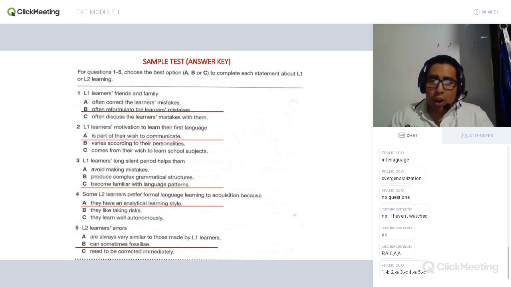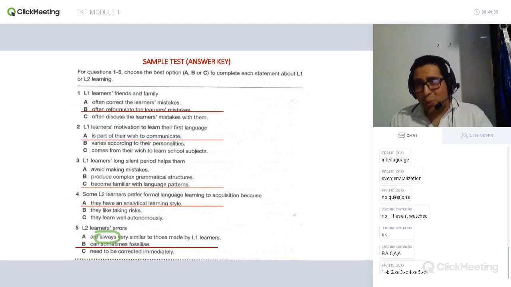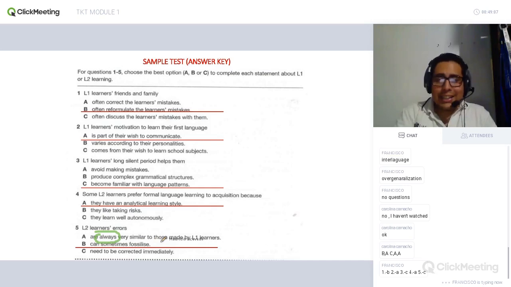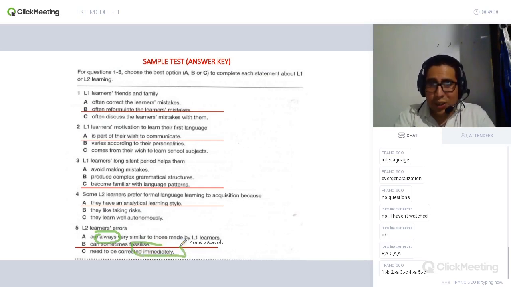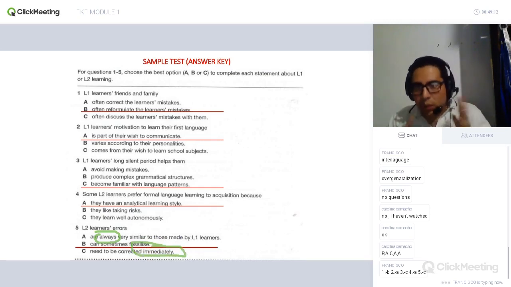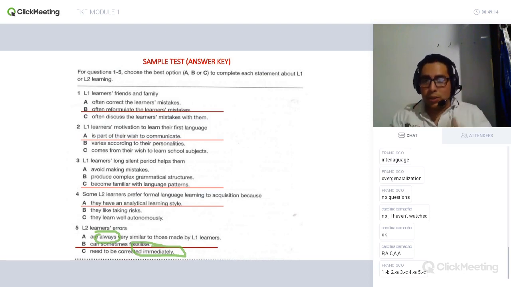Okay, so are always very similar. I think that they are similar, but not always. Maybe this is the key word, the tricky word, Caroline. That's why you get confused. Yes, they are similar sometimes, as I was telling you, but not always. And in your case, this is the tricky word, Francisco. Immediately, yes, you need to correct him or her, but not at the moment. You need to wait, maybe, and little by little you start correcting the students, but not at the moment. Maybe. Okay, maybe yes, maybe no.